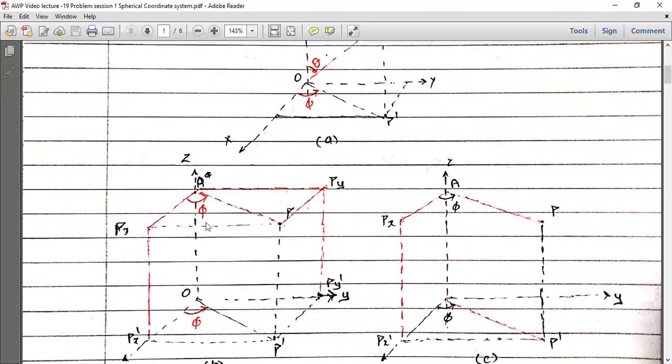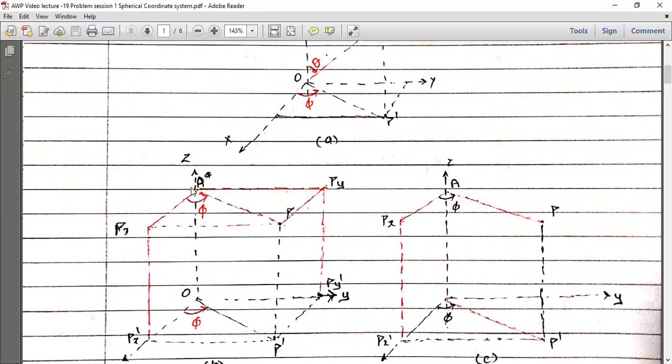Here the angle between OP dash and the X axis will be the same as the angle between AP and APX, this angle phi. What is the objective of doing this? If you want to find the third coordinate of point P, that is the phi angle, you draw a projection from point P to the XY plane, P dash, and then the angle between OP dash and OPX, or the X axis, is considered this phi. The same thing we can find by projecting this point P on the Z axis, as you can see here.